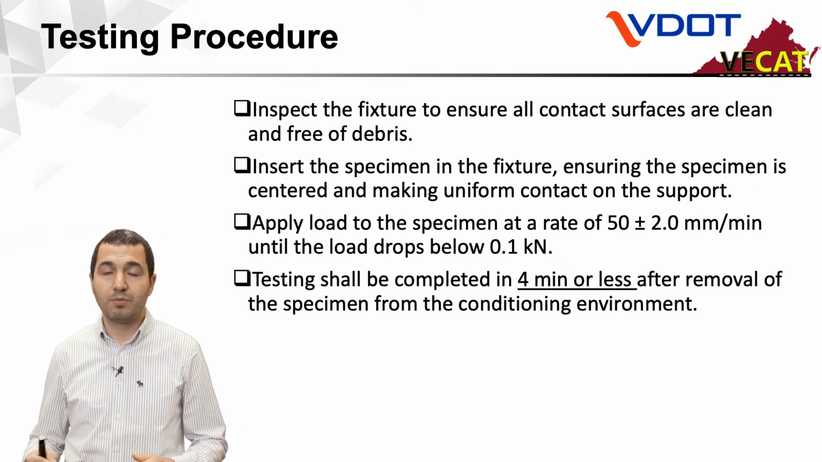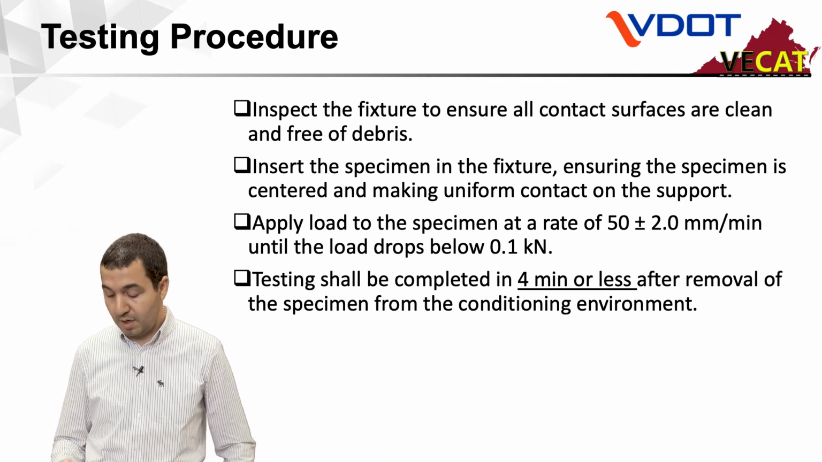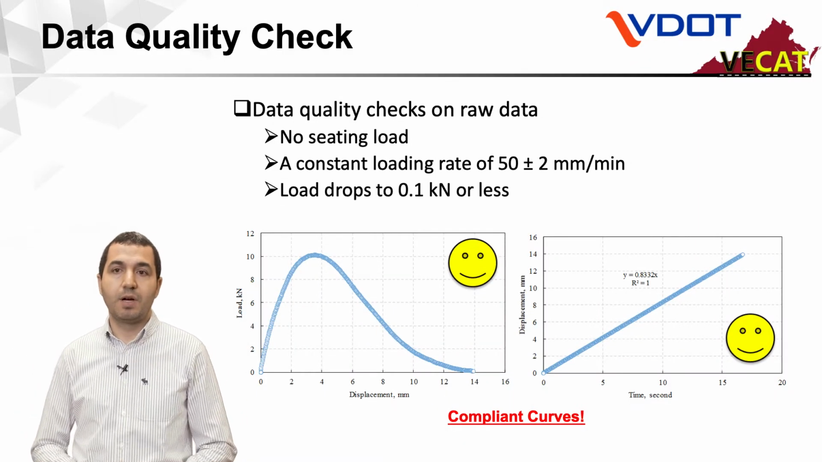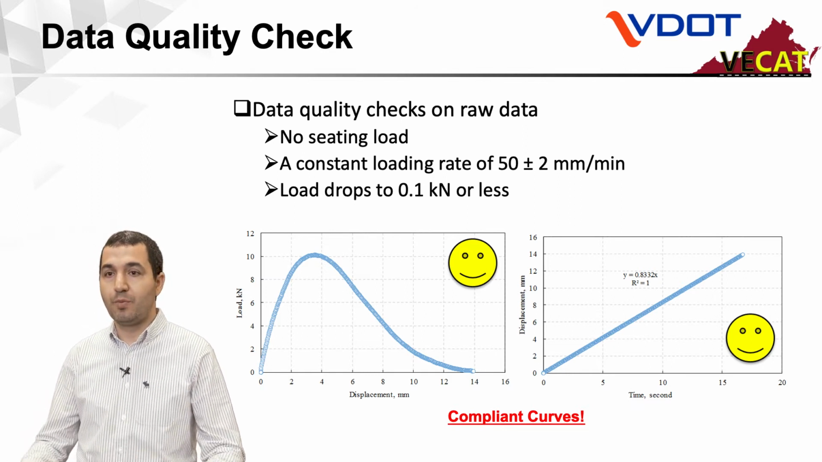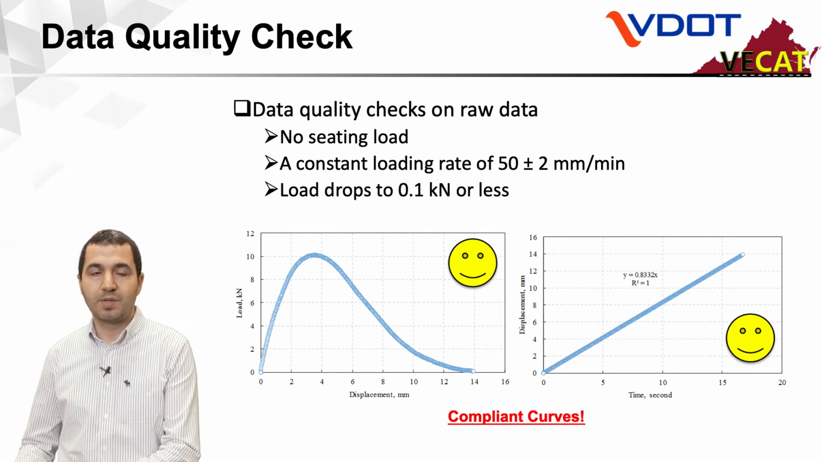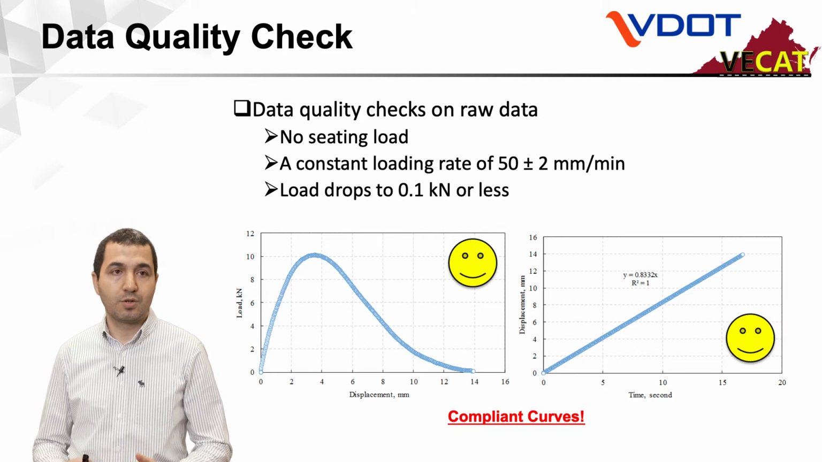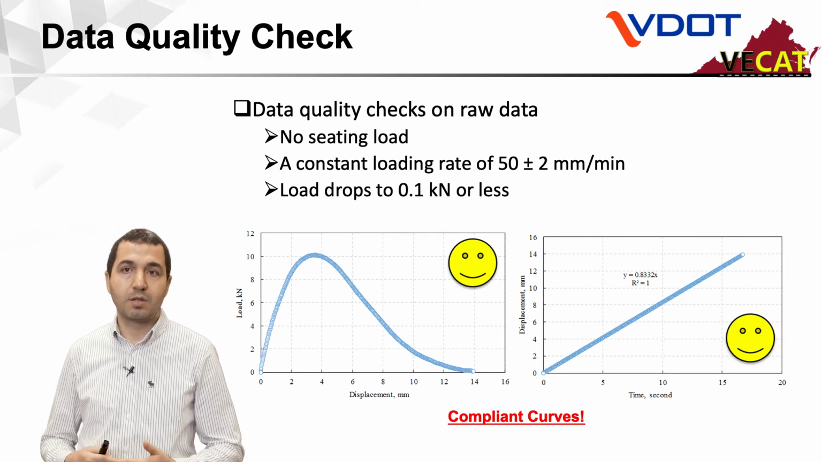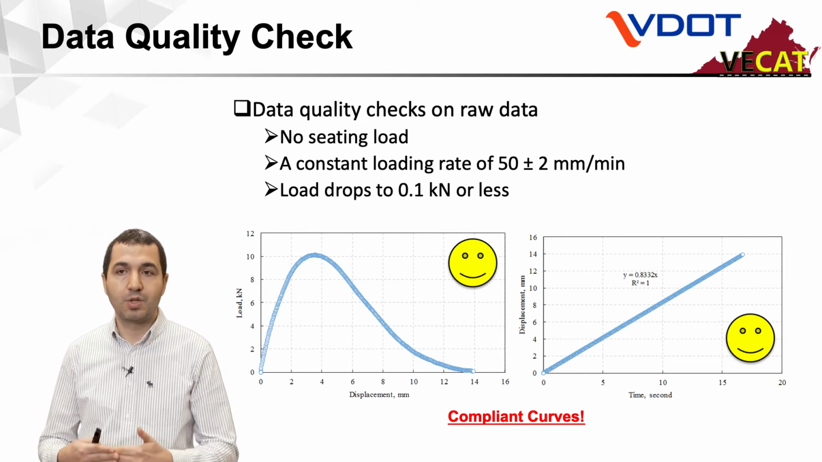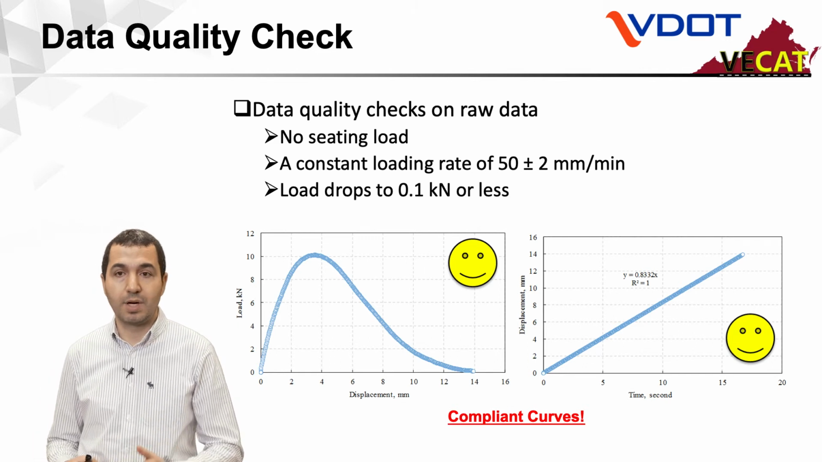And testing shall be completed in 4 minutes or less after removal of the specimens from the conditioning environment. And once you have your data, each equipment or loading frame generates a load versus displacement curve, as well as a displacement versus time curve. So in this testing, no seat load is required, and a constant loading rate of 50 plus or minus 2 millimeter per minute is required, and also load has to drop to 0.1 kilonewton or less.